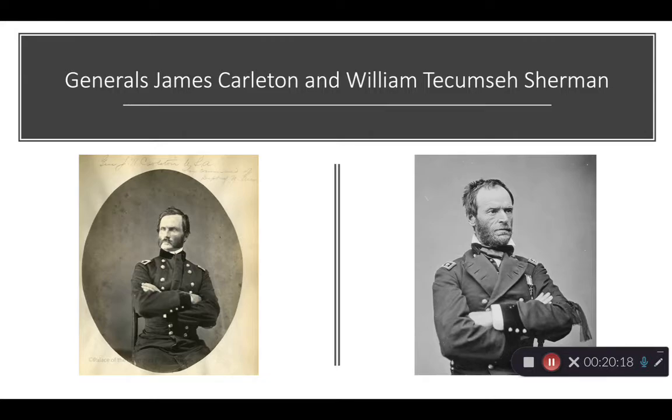Okay, so now we have Generals James Carleton and William Tecumseh Sherman. So they had different ideas about what to do with the Native American peoples. So we see that General James Carleton was very much for moving the Native Americans to reservations because he believed that the Native Americans were hindering westward expansion. So he moved them to these reservations and they had really poor conditions. There were food rations and they weren't getting their food rations and they ended up starving because of it.